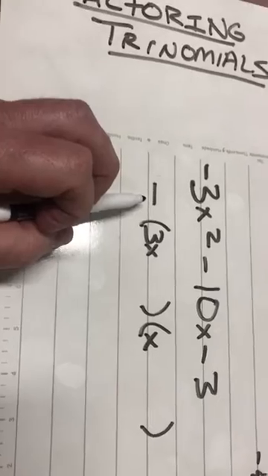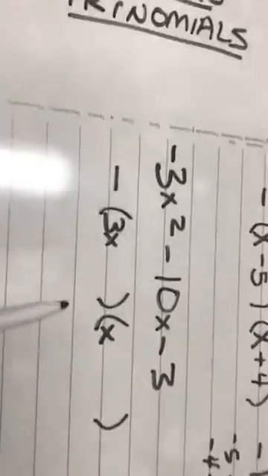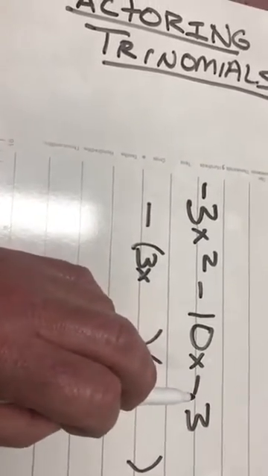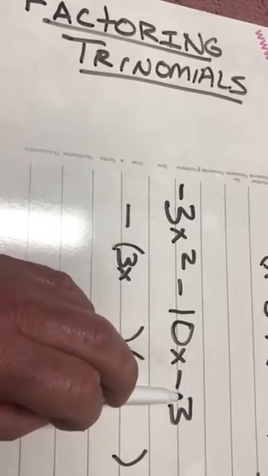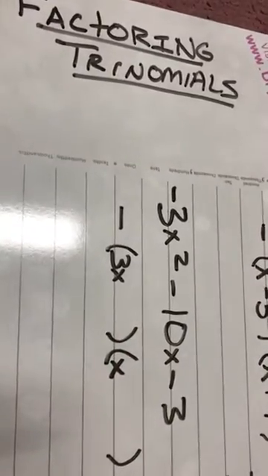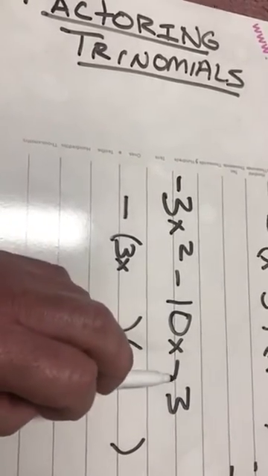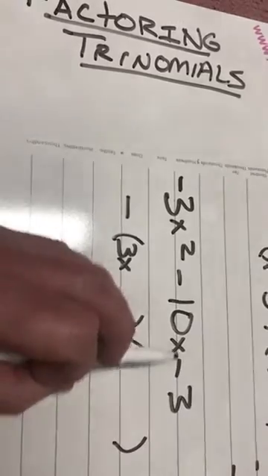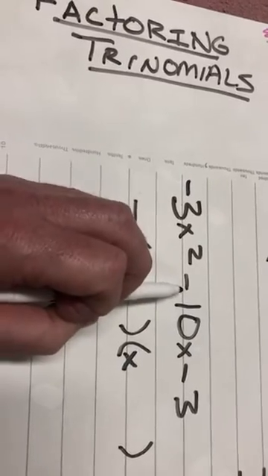All right, now, once again, there's a negative sign here. So I am looking for two numbers that multiplied together give me a positive 3. Okay? I am looking for two numbers that multiplied together give me a positive 3. And then I'm also looking for when I add things together that it's going to give me a positive 10.